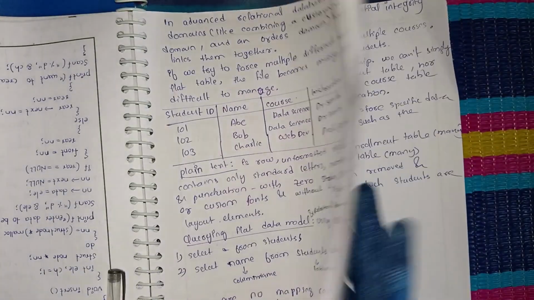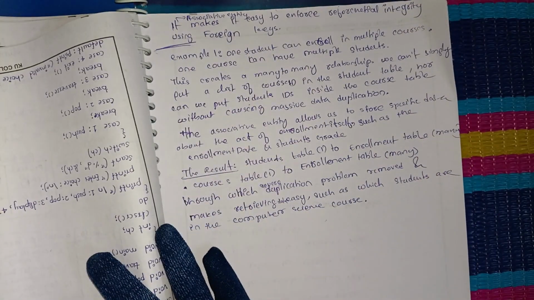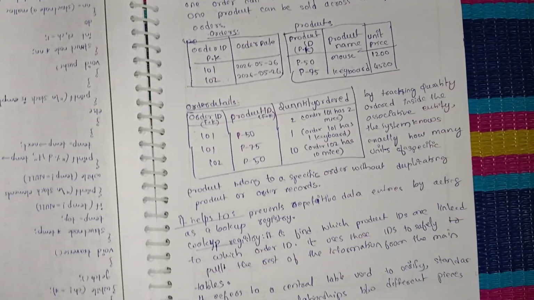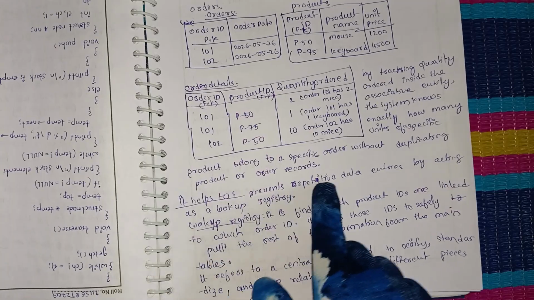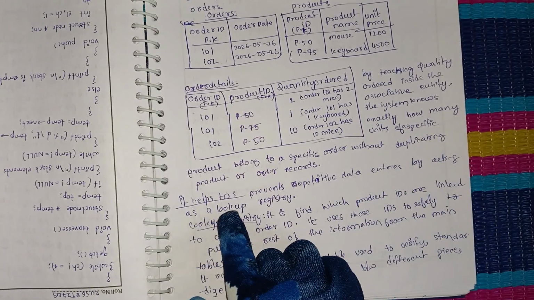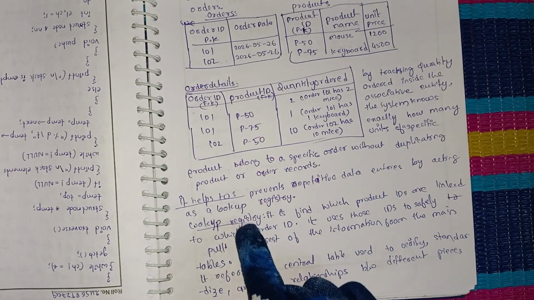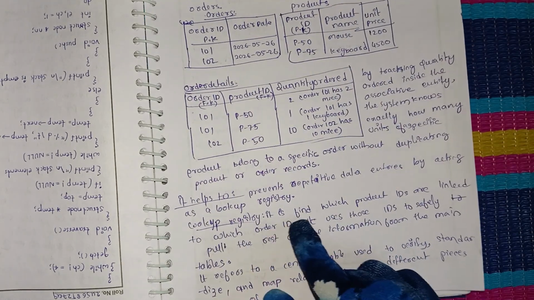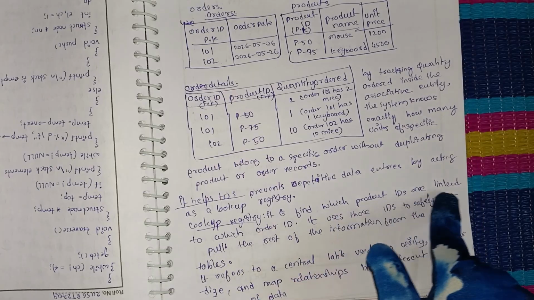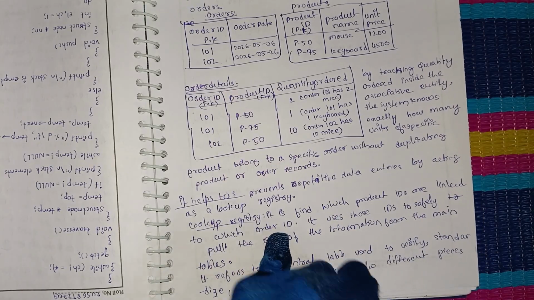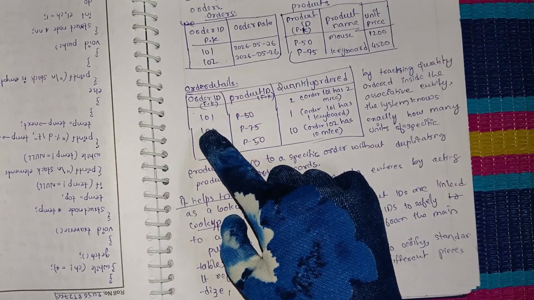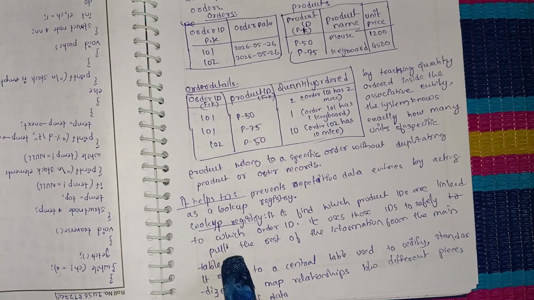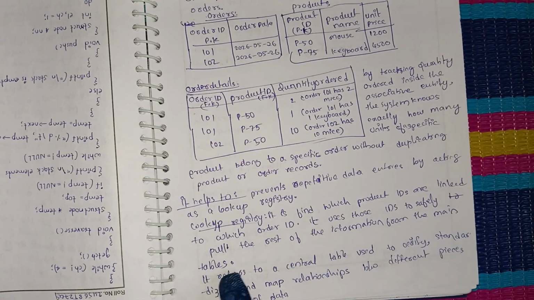And if we consider, we will see some advantages of the foreign key. It prevents repetitive data entries by acting as a lookup registry. Lookup registry means it is used to find which product IDs are linked to which order IDs, as I have explained through this example, and it uses those IDs to safely pull the rest of the information from the main tables.